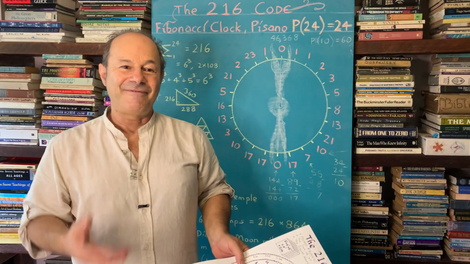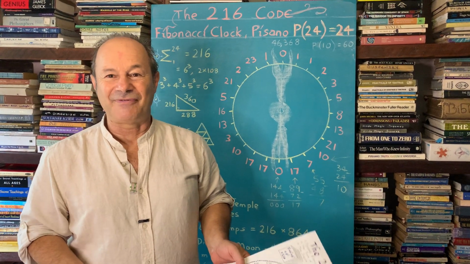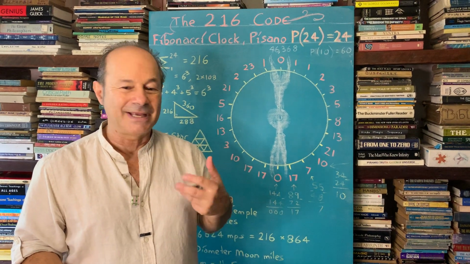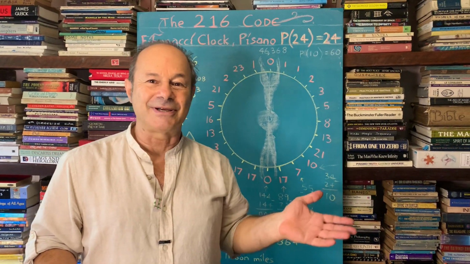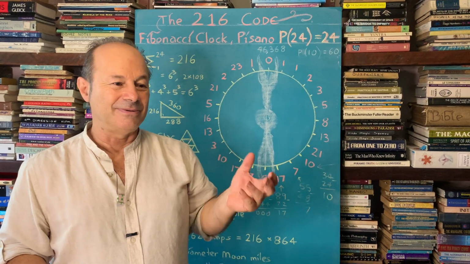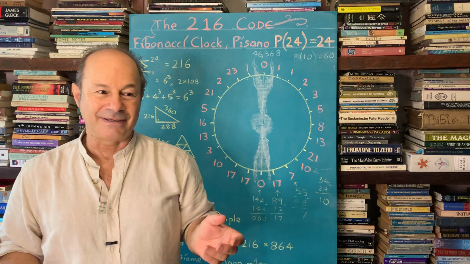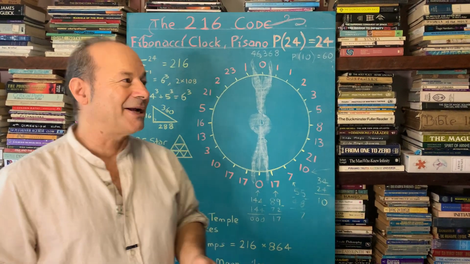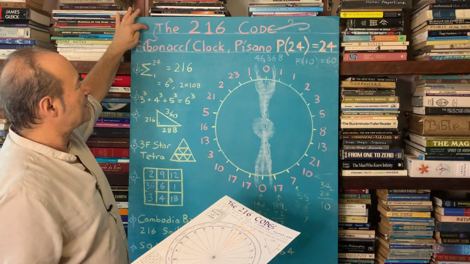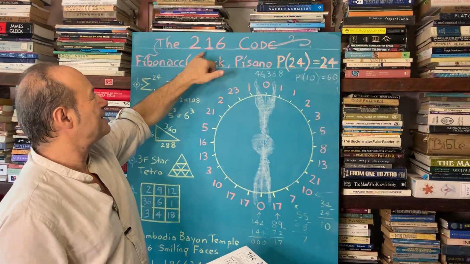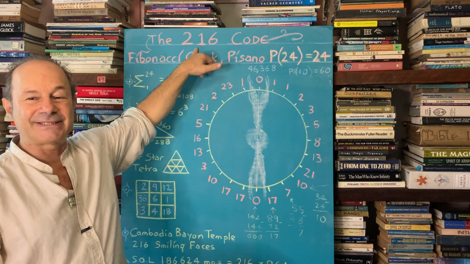Hi there. I've had another amazing epiphany regarding my passion for the Fibonacci sequence. It seems to be endless. The more I research, I keep coming back to this code, this clock of Fibonacci numbers, and within this clock of Fibonacci numbers, what's been revealed is the 216 code. I'm going to show you where this number comes from.